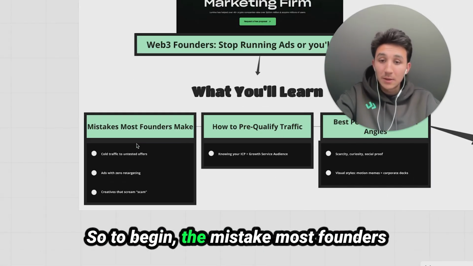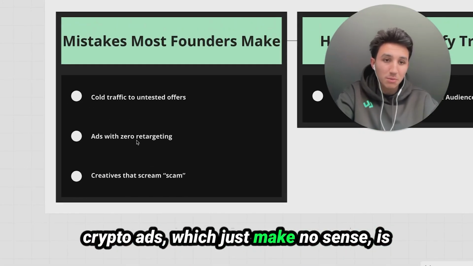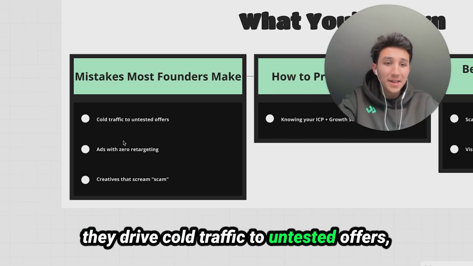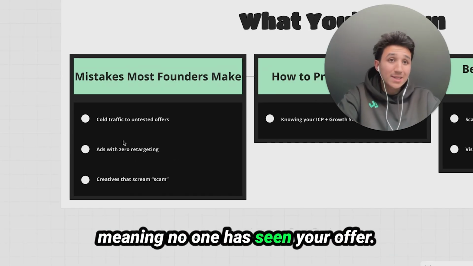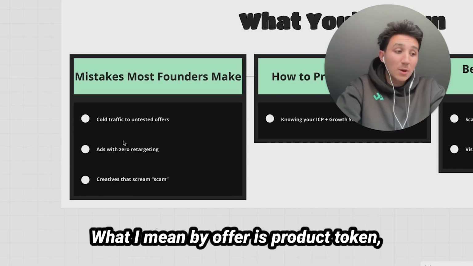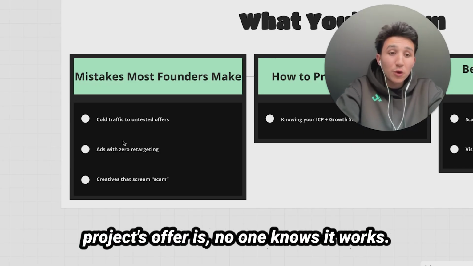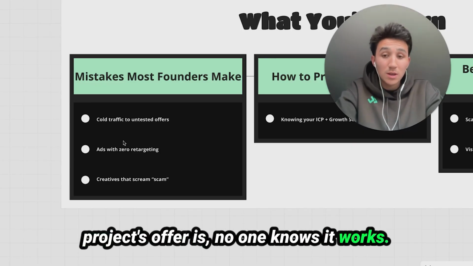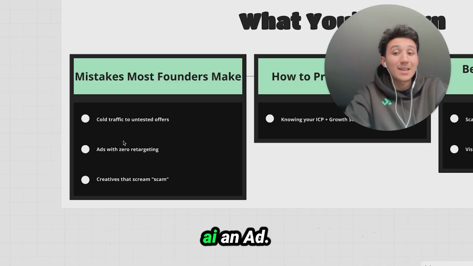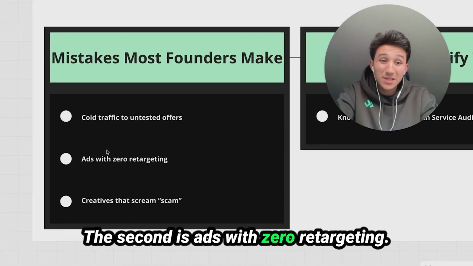So to begin, the mistake most founders make when they are trying to run Web3 or crypto ads, which just makes no sense, is they drive cold traffic to untested offers, meaning no one has seen your offer, no one knows if it's good, there is no social proof that your offer works. What I mean by offer is product, token, NFT, whatever it may be. Whatever your project's offer is, no one knows it works. And why should they know it works if they've just come from cold traffic from something they don't trust, i.e. an ad? Okay? The second is ads with zero retargeting.